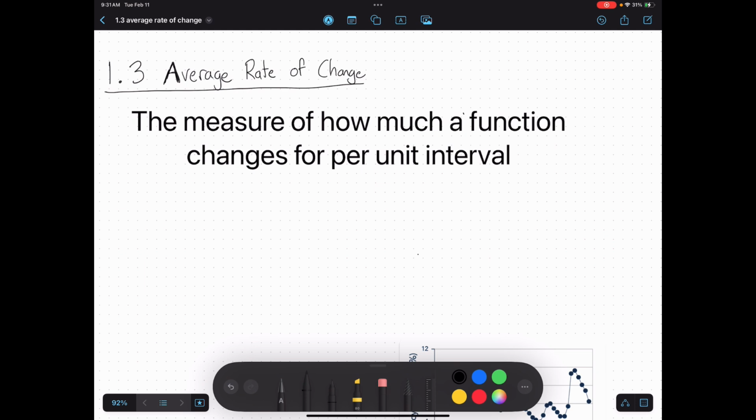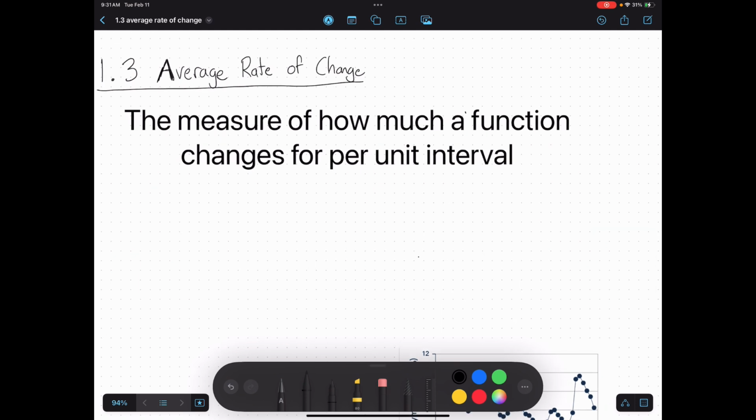Well, an average rate of change is the measure of how much a function changes per unit interval. Ignore that extra little 4 in there that's not necessary. When I'm talking about how much a function changes, what am I really talking about? This is the output value, or the y value. So we're really looking at how the y value changes per unit interval.